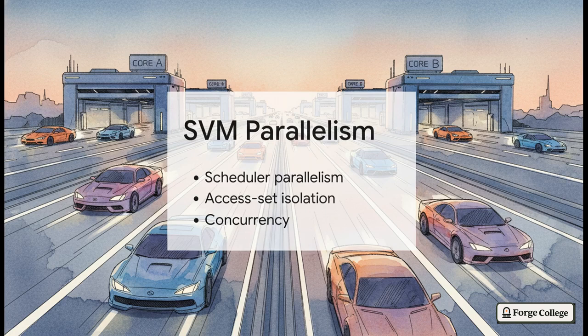The SVM achieves this by acting like a ridiculously smart traffic cop. It uses a scheduler that lets multiple cars drive side by side at incredibly high speeds. Basically, as long as two transactions aren't trying to park in the exact same spot at the exact same time, the SVM is going to let them run concurrently in entirely different lanes.